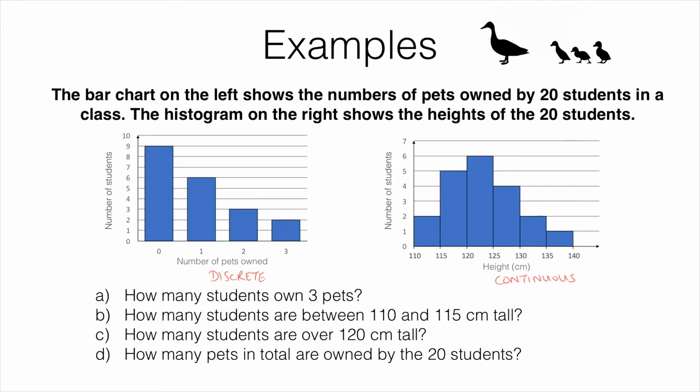Let's have a look at the questions then. The first question asks, how many students own 3 pets? What we have to do is look at the bar for 3 pets and read across. And you'll see that 2 students own 3 pets.